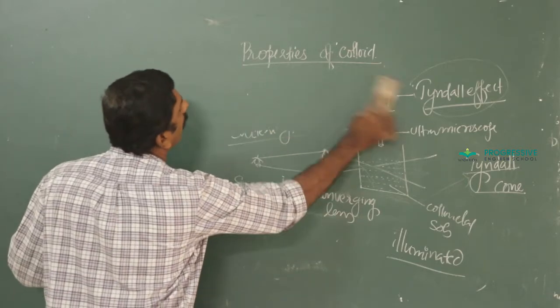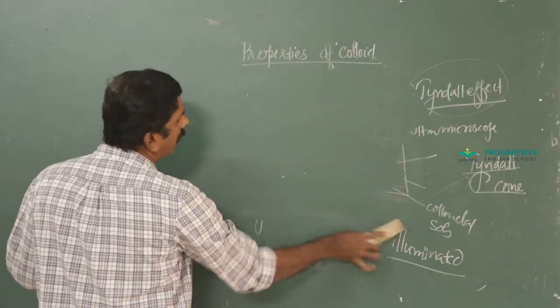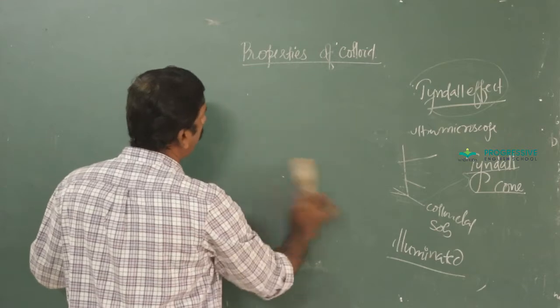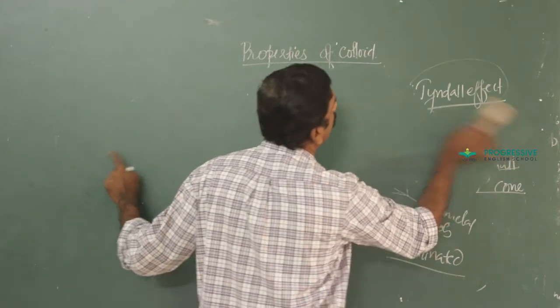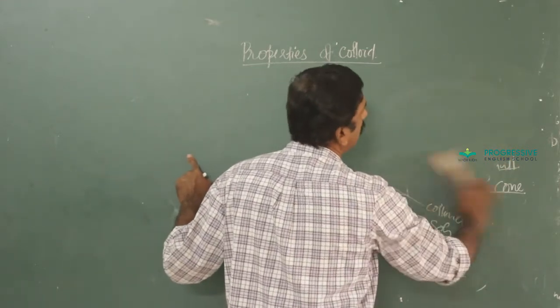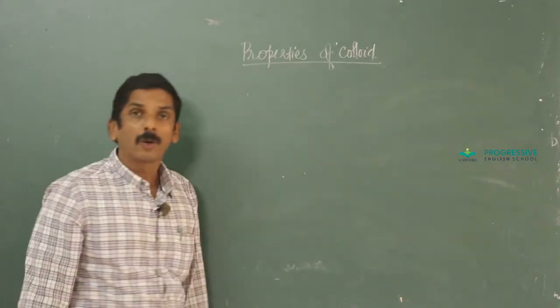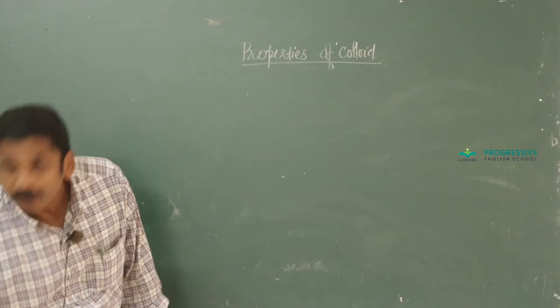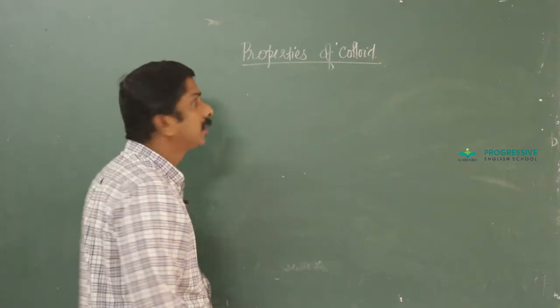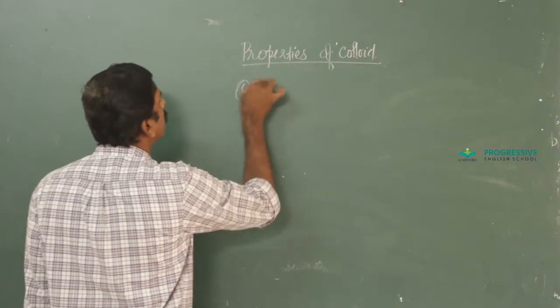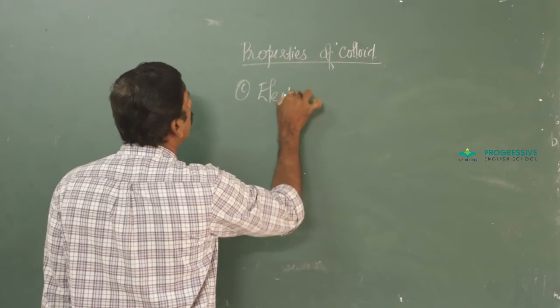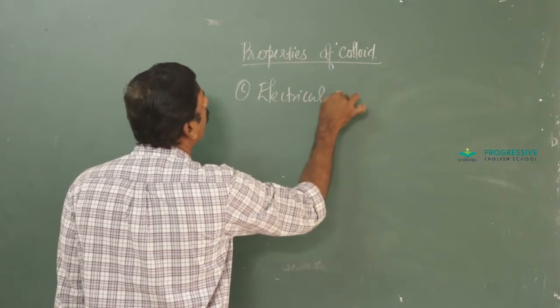First one is mechanical property, or the mechanical property shown by colloids is called Brownian motion. Optical property is called Tyndall effect. And the third one is electrical property.